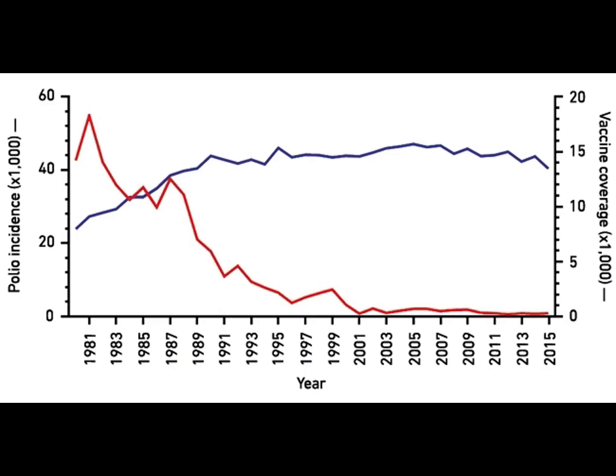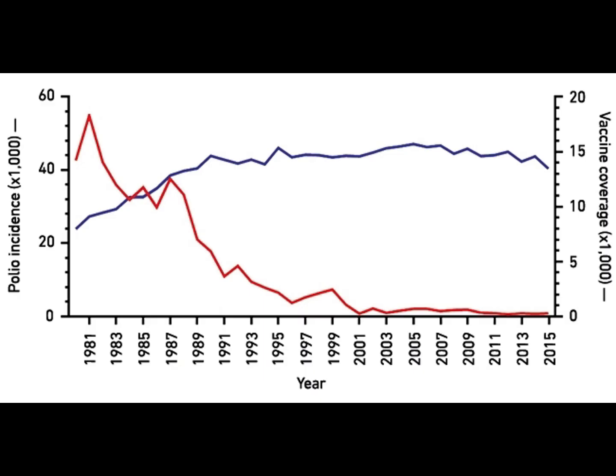Next, we have polio. Now, the vaccine for polio was introduced in the 1950s, and cases of polio dropped over 99% worldwide. Polio once paralyzed hundreds of thousands of children each year. Now, polio remains endemic in only a few countries like Afghanistan and Pakistan, and global eradication is within reach.